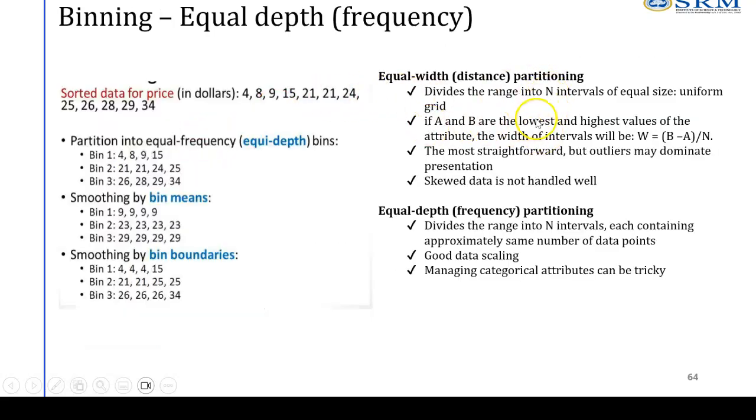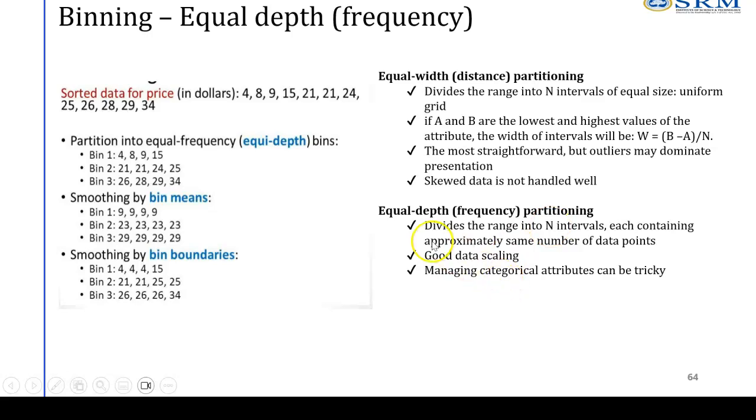If A and B are the lowest and highest values of the attribute, the width of the intervals will be (B minus A) divided by n. It is the most straightforward, but outliers may dominate the presentation, and in equal width the skewed data will not be handled well. If the data are in the same range, then equal width partitioning can handle it well, whereas if there is skewed data that cannot fall into the particular range, then it cannot be handled well.